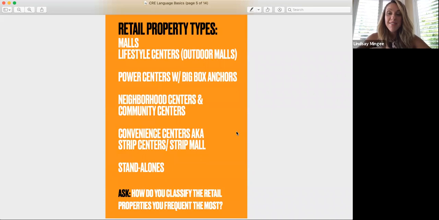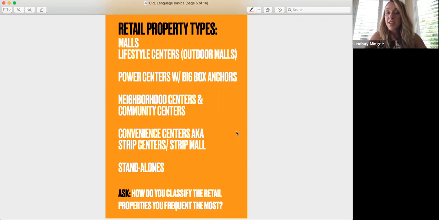Okay. Retail property types. This one's super fun. Malls, most everyone knows what a mall is. Lifestyle, if we call something a lifestyle center, it is simply an outdoor mall, right? Victoria Gardens, Temecula Promenade, these are lifestyle centers.